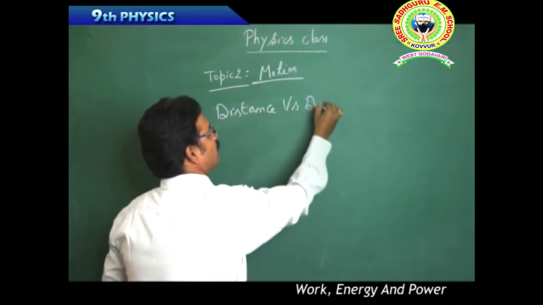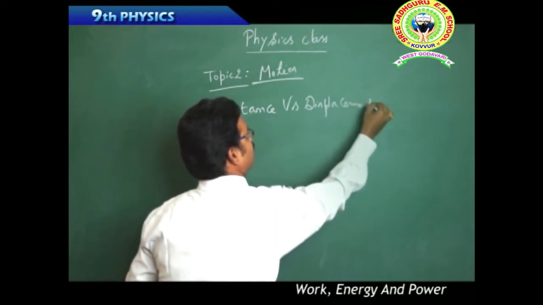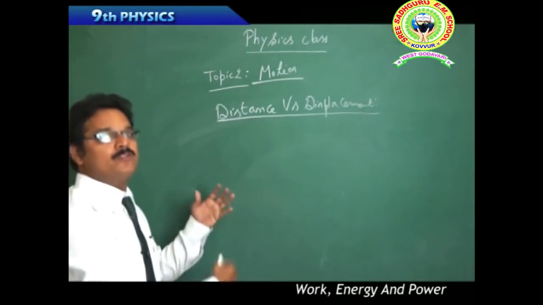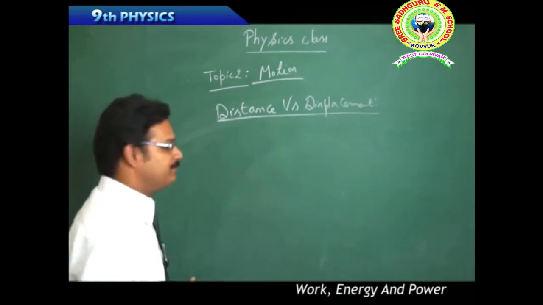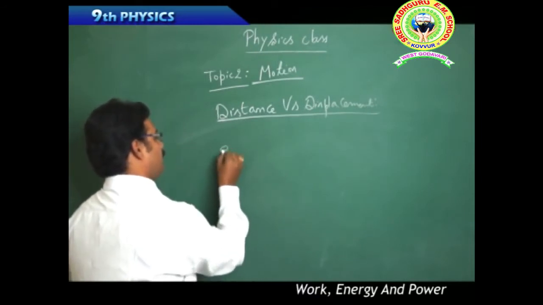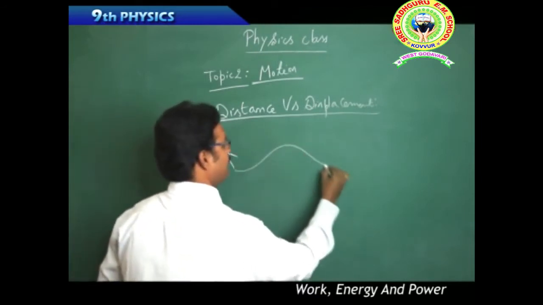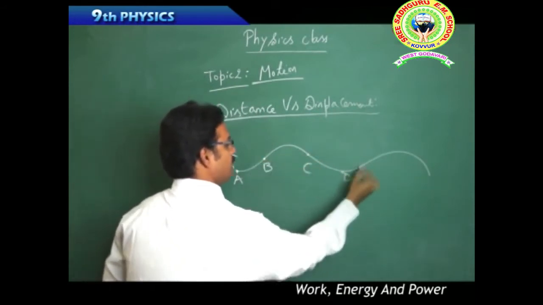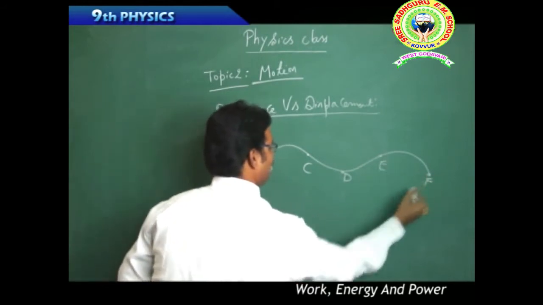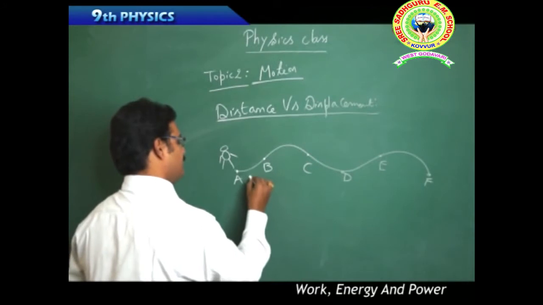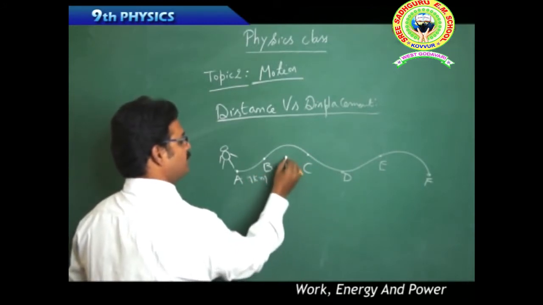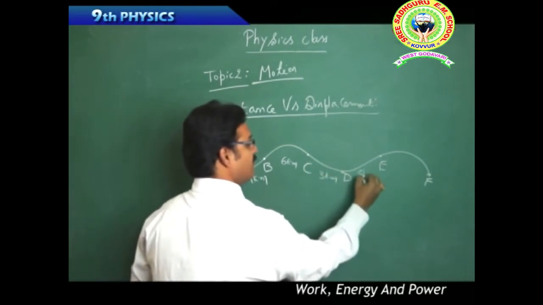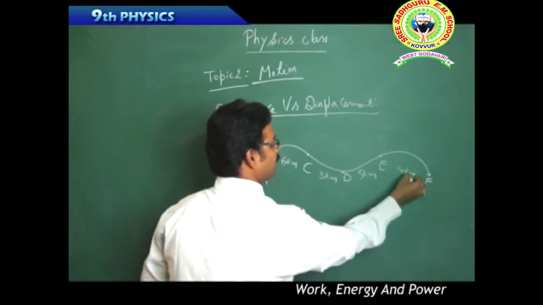Distance versus displacement. Take an example, and depending upon the example we are going to discuss distance and displacement. A person is moving in this path. Start from point A, B, C, D, E and F. Say from A to B it is 7 km, kilometers. B to C it is 6 km, C to D it is 3 km, D to E it is 5 km, E to F it is 4 km.